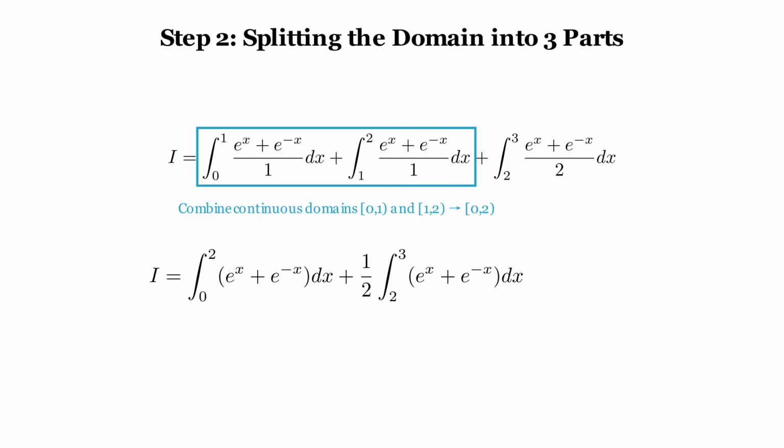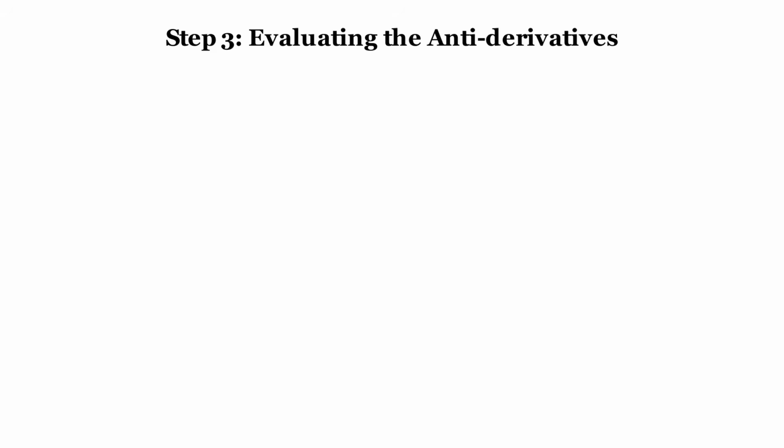Just like that, the greatest integer function and the factorials are completely gone, and we can simply solve the integral by using the methods for exponential functions. Now we are left with standard calculus. Recall that the antiderivative of e to the power x plus e to the power minus x is simply e to the power x minus e to the power minus x. Let us evaluate both parts step by step.